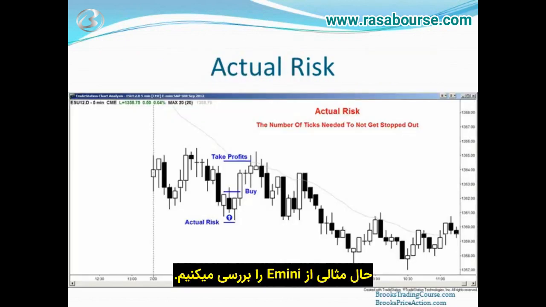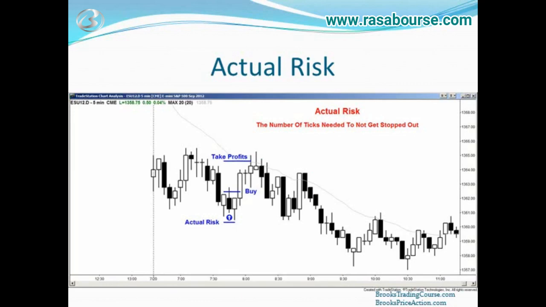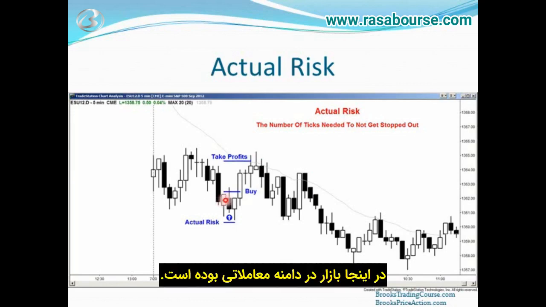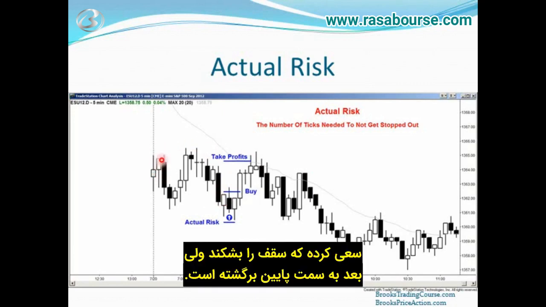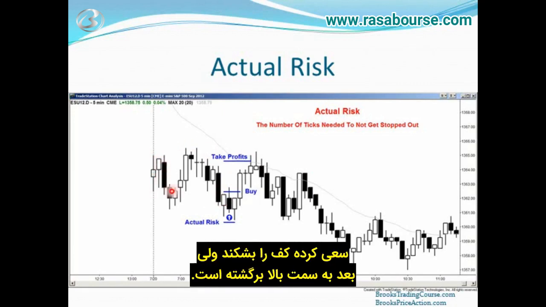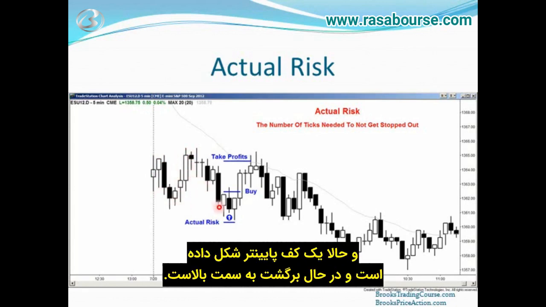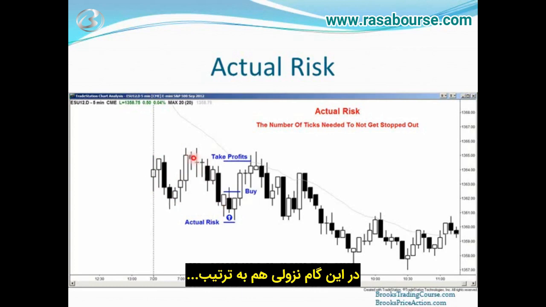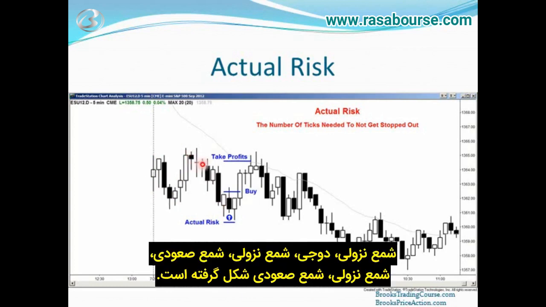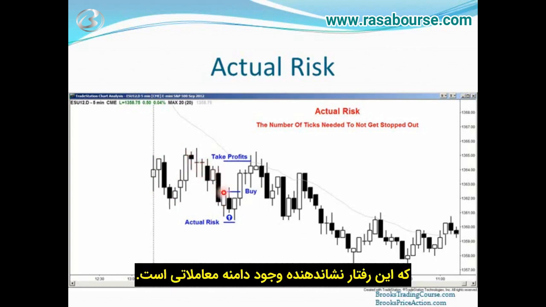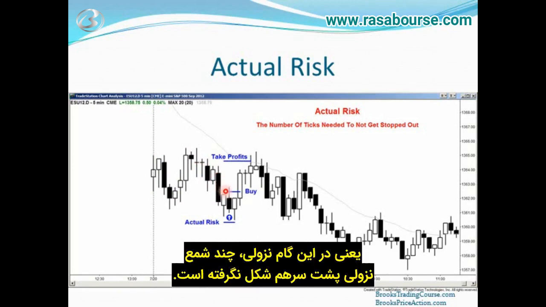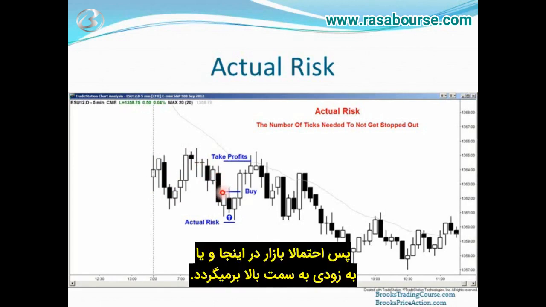Let's go through an example in the E-mini. At this point in the day, the market's been in a trading range. It tried to get above the high, turned down, went below the low, turned up, went above the high, turned down. It's now below the low and it's trying to turn up. And the move down had a bear bar, dojis, bear bar, bull bar, bear bar, bull bar. So trading range behavior. No series of bear bars. So the market probably will try to turn up here or soon.